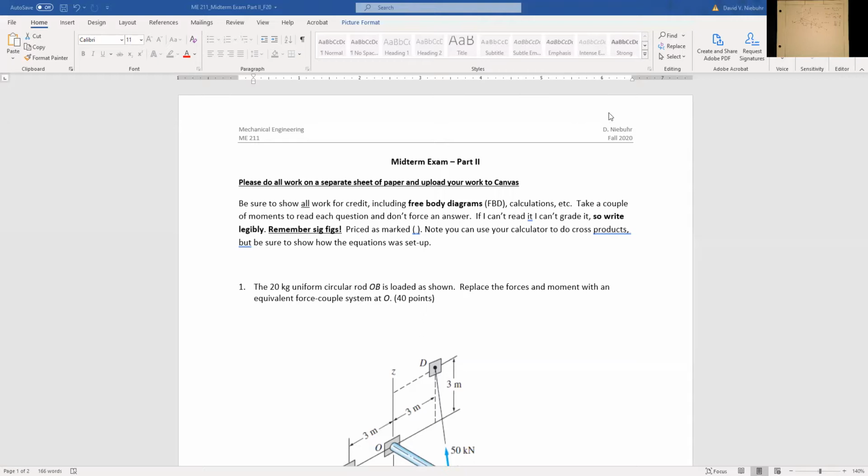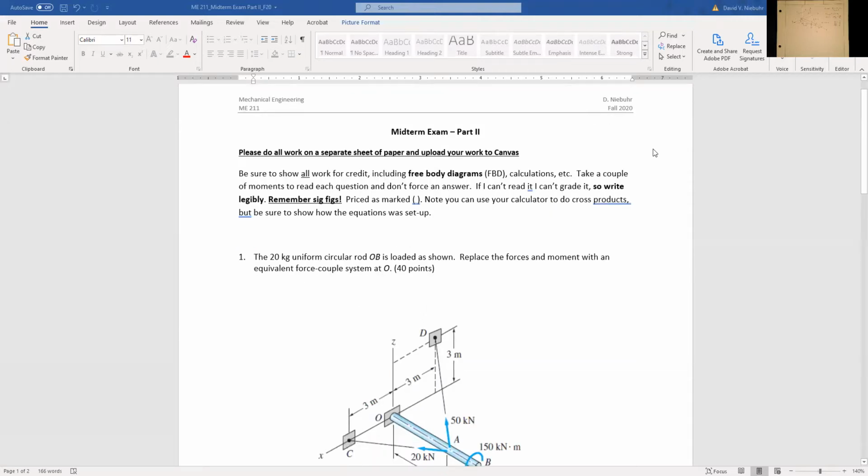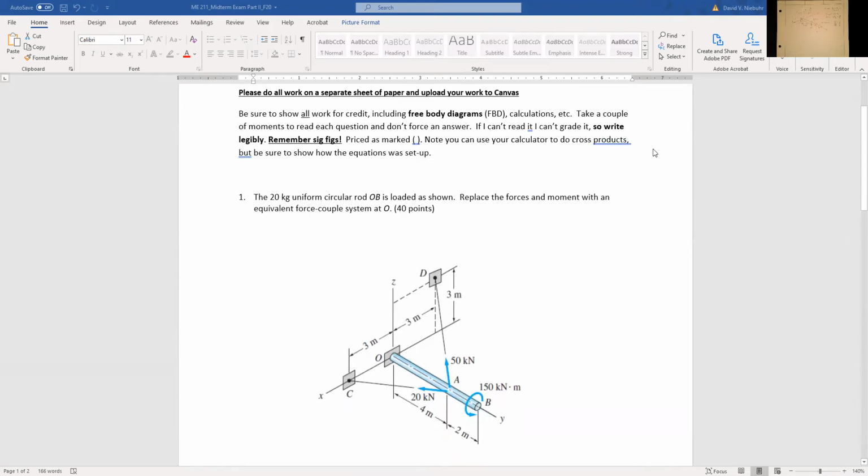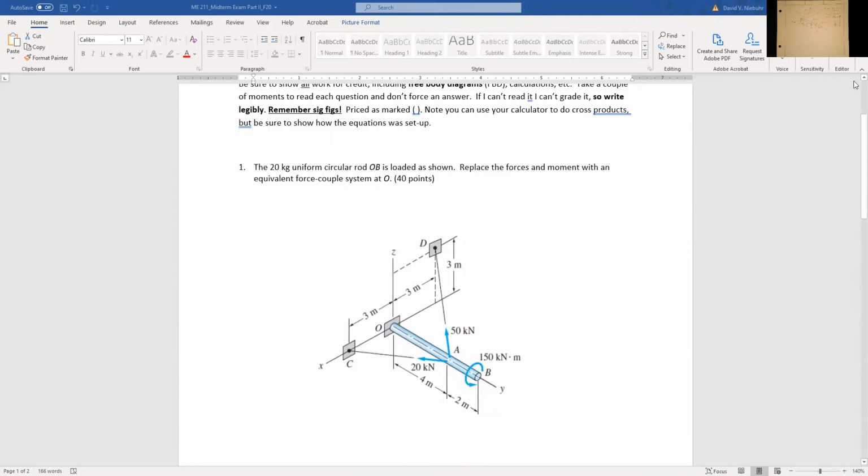So on the screen, you can see I have the midterm itself. So let's look at the first problem. We have a 20 kilogram uniform circular rod OB loaded as shown with the two loads. And the thing that is also there is the rod weighs 20 kilograms. And 20 kilograms is very small compared to the loads on it. I noticed that was an issue for many of you, not having the correct units on the 20 kilograms or completely ignoring it altogether. So make sure that you look at everything that's there and account for it.